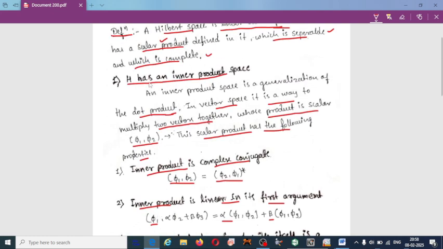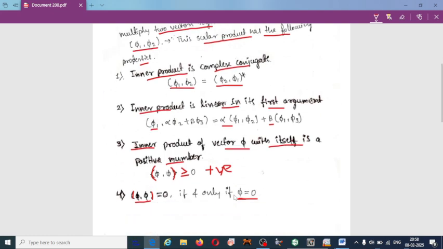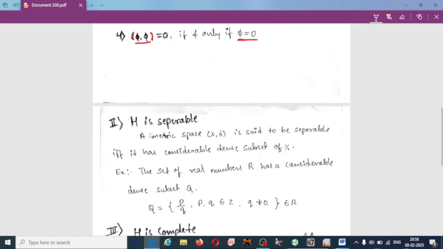So Hilbert space also has an inner product space. If Hilbert space is an inner product space, then it has to follow these four properties of the inner product, or scalar product. Let us go to another property.